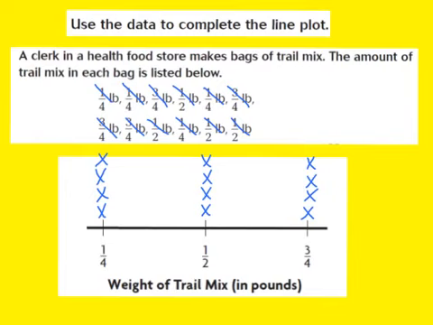What I also notice is, looking at our data set, I see that all of our numbers have been crossed off or crossed out, and that means I've accounted for every number in the data set. It's a good strategy to use as you complete your line plot. So we now have our line plot completed for this data set.